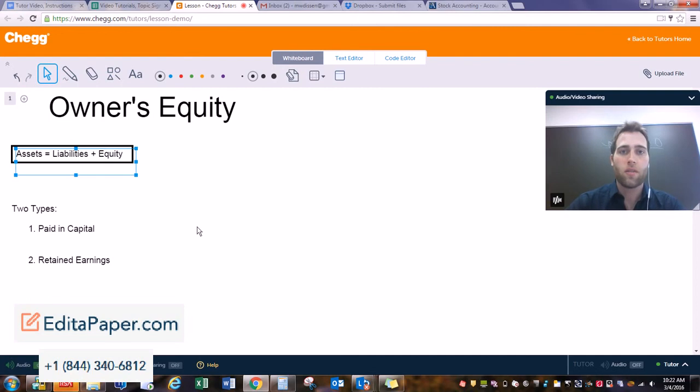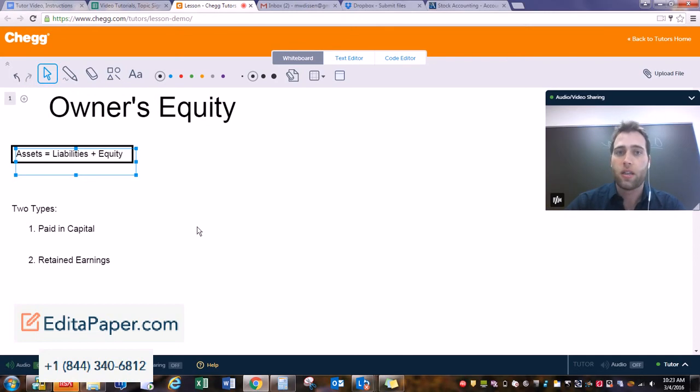So a good example of that also is when a company sells its stock. So if a company sells $20,000 in stock to a stock owner, they don't owe that money back ever. They get to keep that money. So that's going to be equity. They're going to have $20,000 in equity.